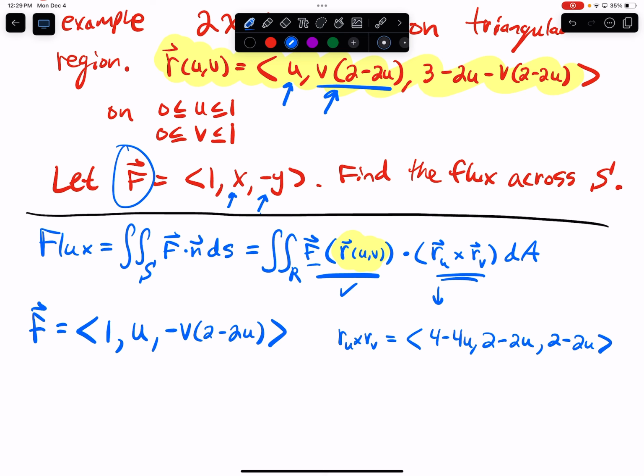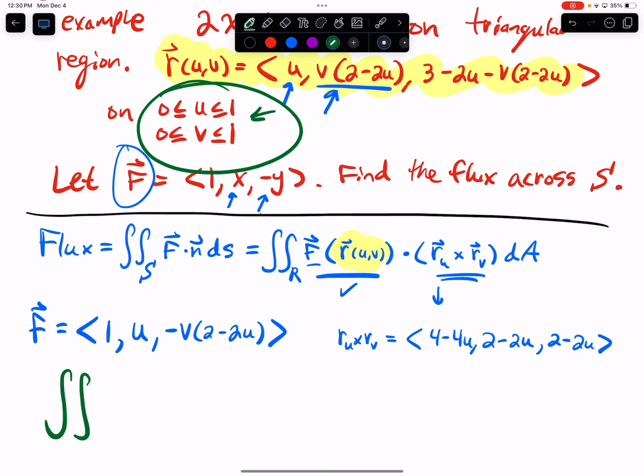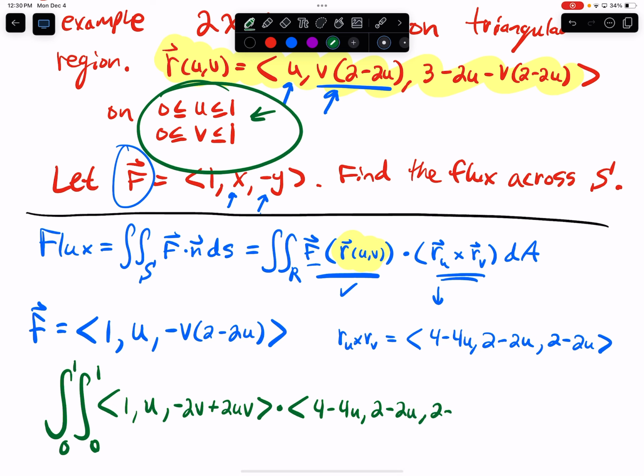So, to get the flux, I've got to dot those two things together. Now, the region R is what? Region R is bounded on what variables? u and v, 0 to 1. Good. 0 to 1 for both of them. So 1, u, and I might as well just multiply it out: minus 2v plus 2uv, dotted with 4 minus 4u, 2 minus 2u, 2 minus 2u, and then du dv.